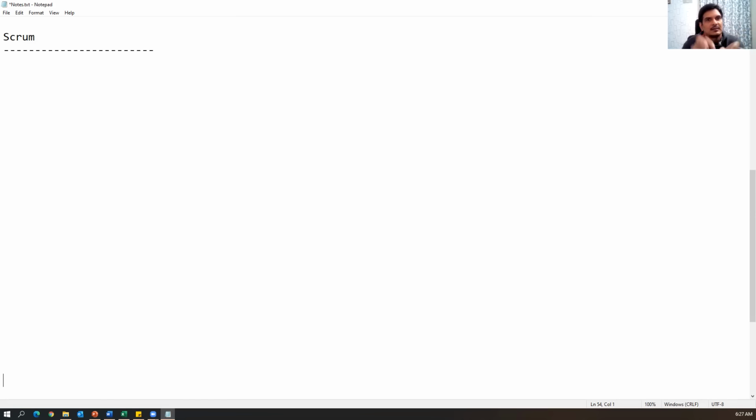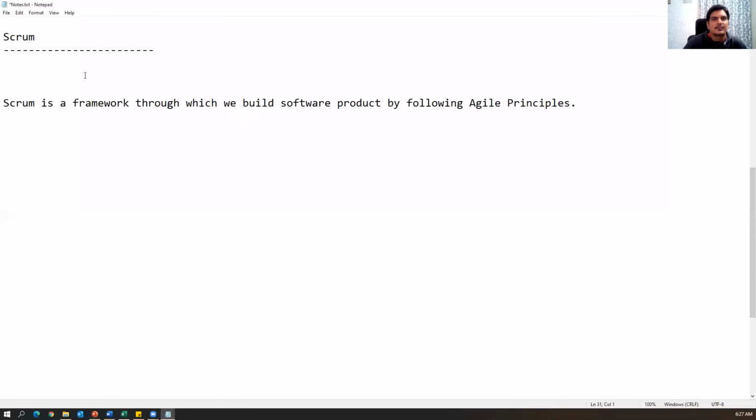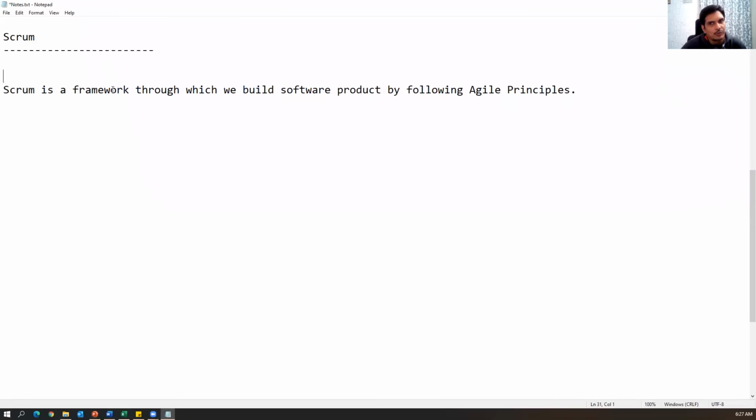So that is what is said by Scrum. Scrum is a framework which will help us to develop and test the software in the Agile process. Okay, that is basically Scrum. Let me write the definition here. Scrum is a framework through which we build the software product by following agile principles.